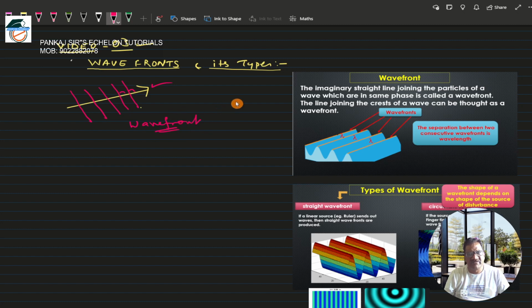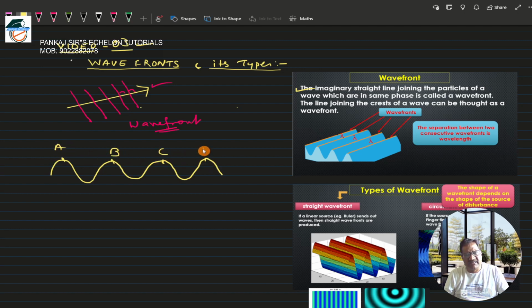Actually, what is a wavefront? If you see this definition, you will come to know: the imaginary straight line joining the particles of a wave which are in the same phase is called a wavefront. Suppose you take a wave like this. Now these are the points which are in the same phase. Let me name them as A, B, C, D. So A, B, C, D are all the points which are in the same phase.